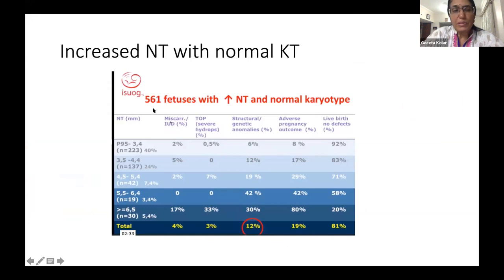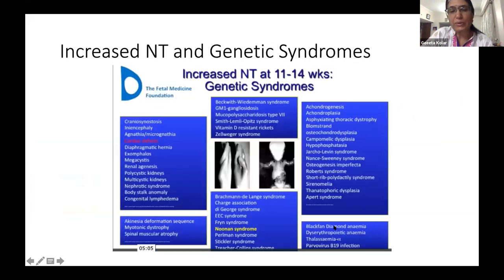So this is a study where they have studied 561 fetuses with increased NT and normal karyotype. Again, they found that they could have spontaneous miscarriage. They may undergo termination because of high drops. There may be structural or genetic abnormalities, adverse perinatal outcomes. But again, for live births with no defects, even if the NT is high, there's about 81% take-home baby.